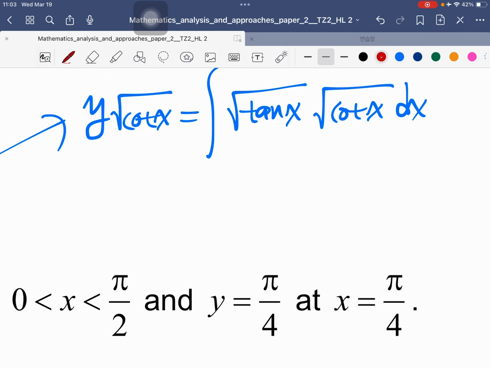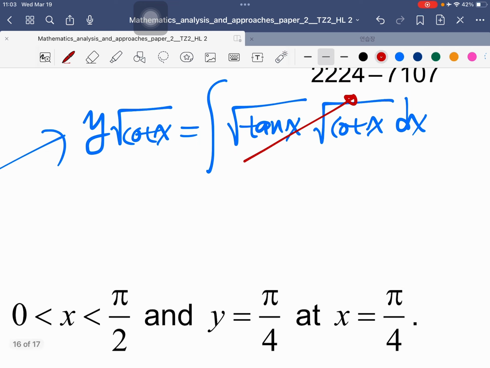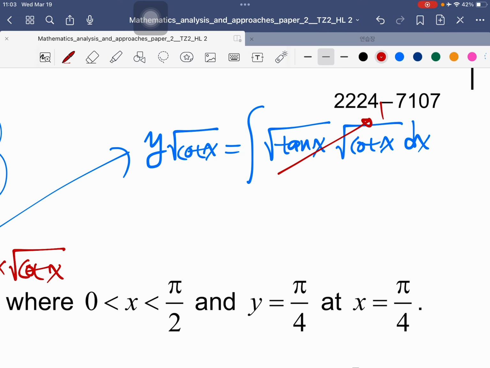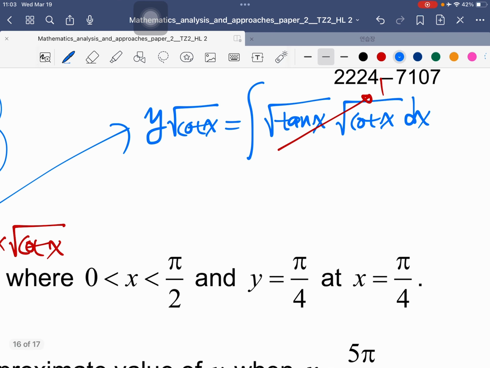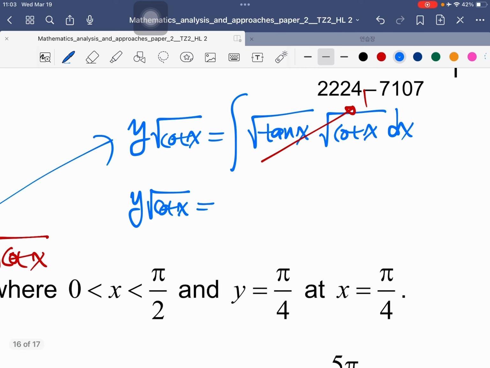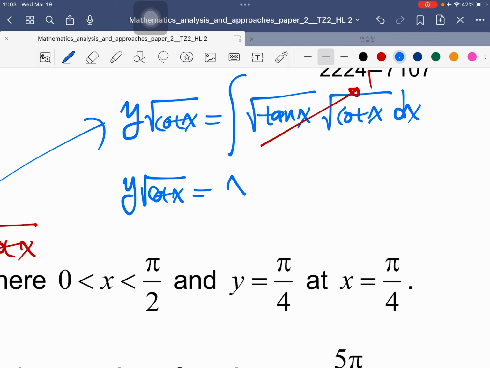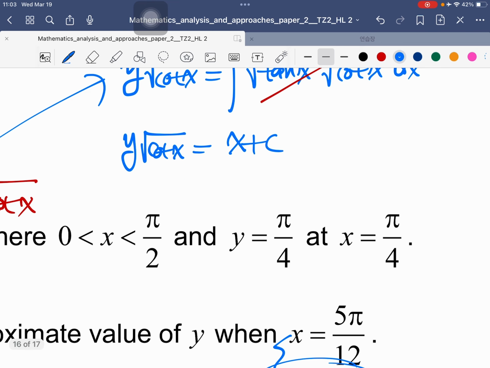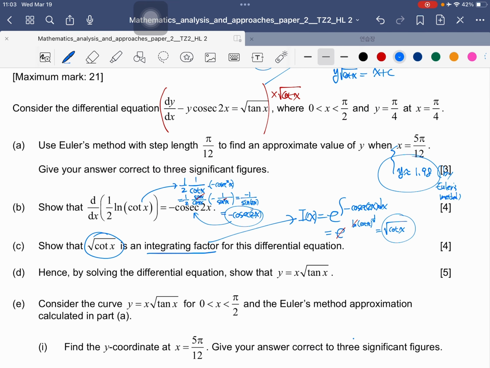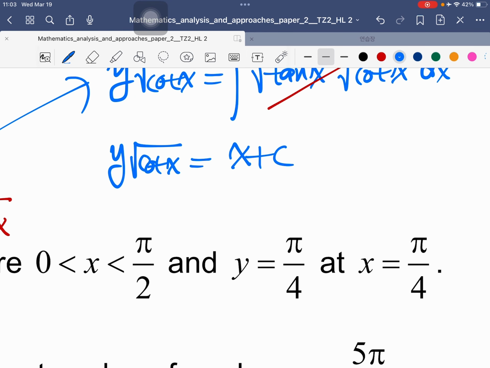And this expression here, see, this is 1, right? Tangent x times cotangent x is 1. So we can say y square root of cotangent x equals the integral of 1 dx, which is x plus c, and then putting this coordinate into here, we get the c.